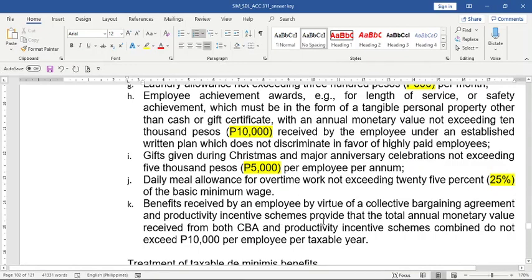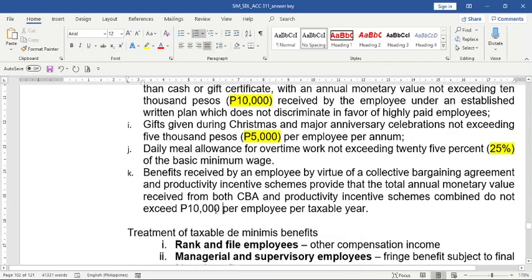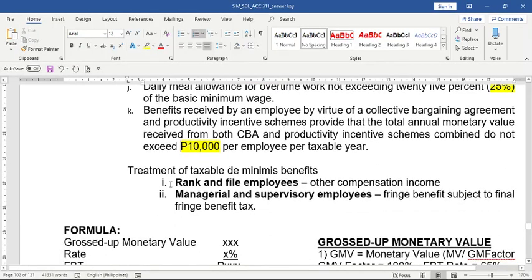Benefits received by the employee by virtue of a collective bargaining agreement and productivity incentive schemes, provided that the total annual monetary value received from both CBA and productivity incentive schemes combined does not exceed 10,000 per employee per taxable year. So, what is the treatment? Okay, same, back to the original. For rank and file, other compensation income. Okay? So, we also have a limit for rank and file of up to 90,000 only. And then, the excess part of it is taxable.